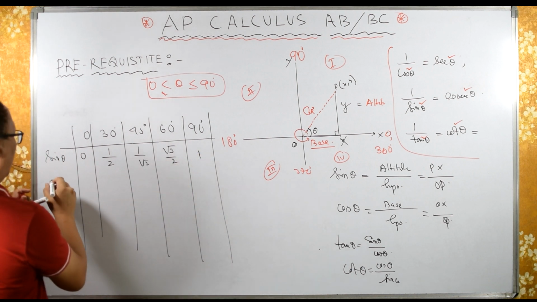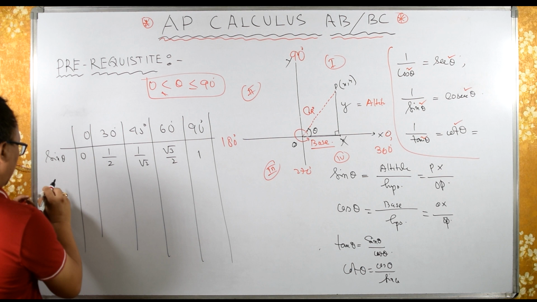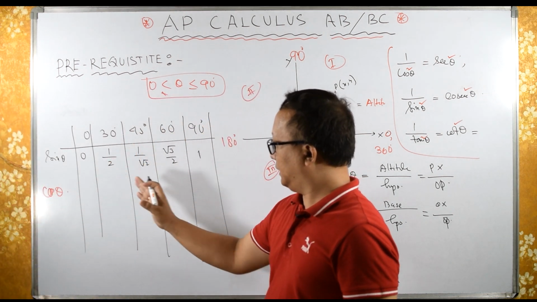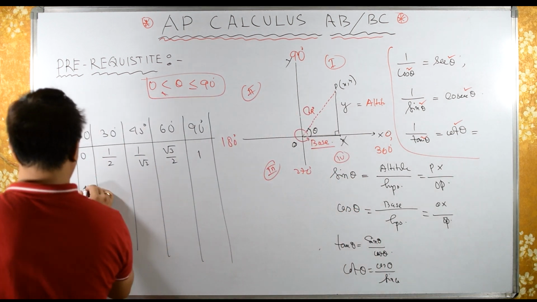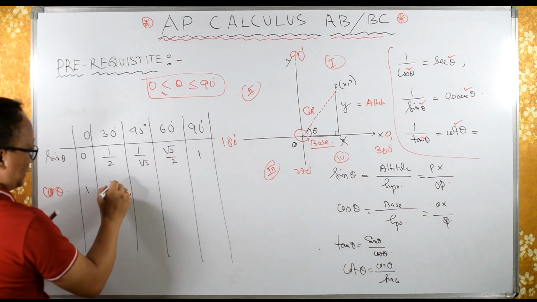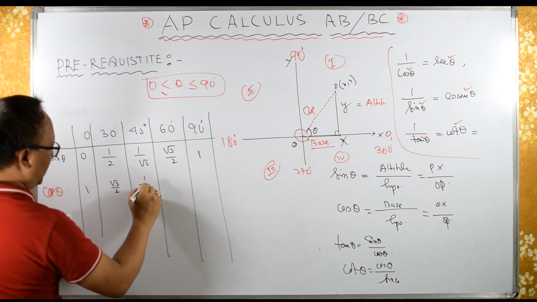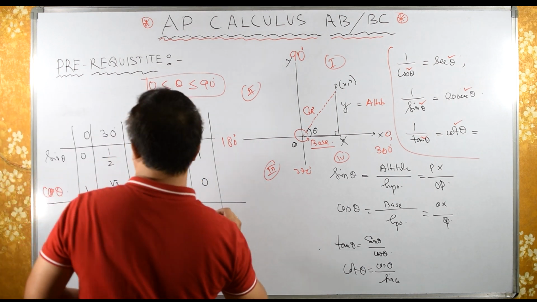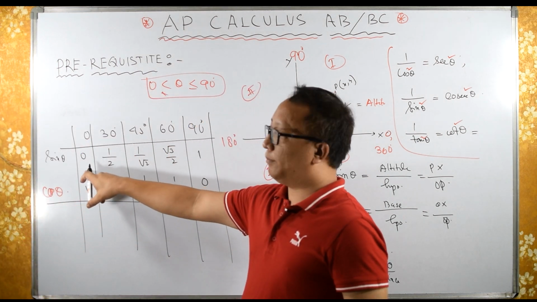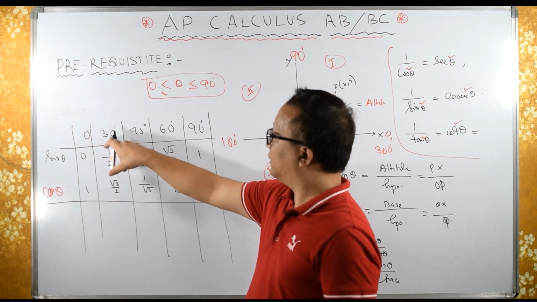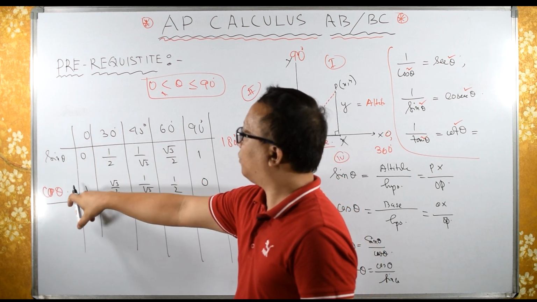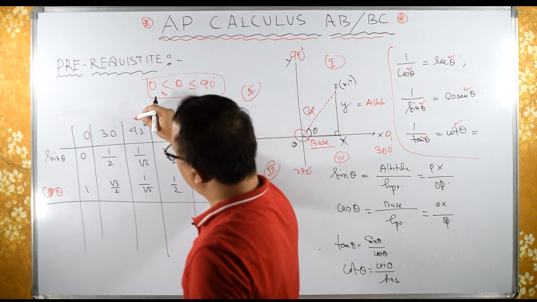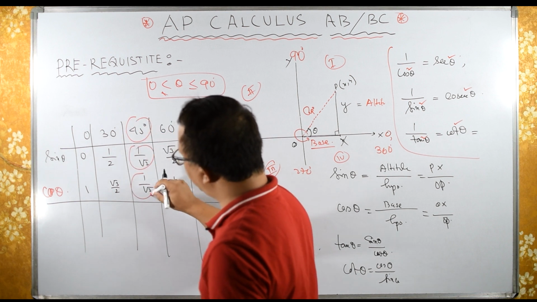What about cos theta? For cos theta, you reverse this. Here 1, here root 3 upon 2, here 1 by root 2, here will come half, and here 0. Meaning sine 0 is 0 but cos 0 is 1. Similarly, sine 30 is half, cos 30 is root 3 by 2. Now you flip like this. But remember, sine 45 as well as cos 45 is always 1 by root 2.